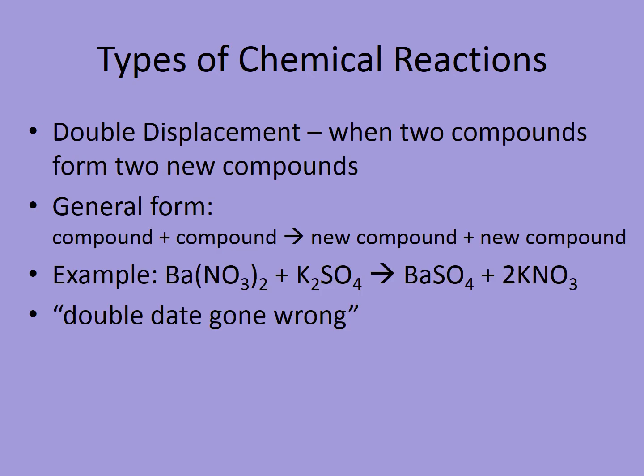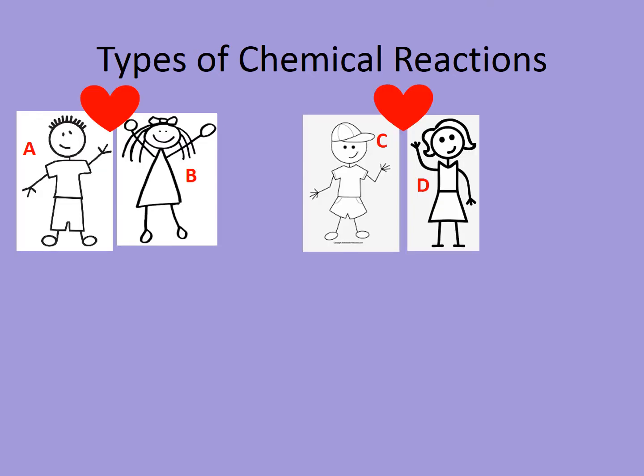So you can guess, if single displacement was about somebody being single, then double displacement is going to have everybody doubled up. So this time, everybody's a compound. So you've got two compounds on the left and two different compounds on the right. So again, I'm going to have to apologize. I call this one the double date gone wrong.